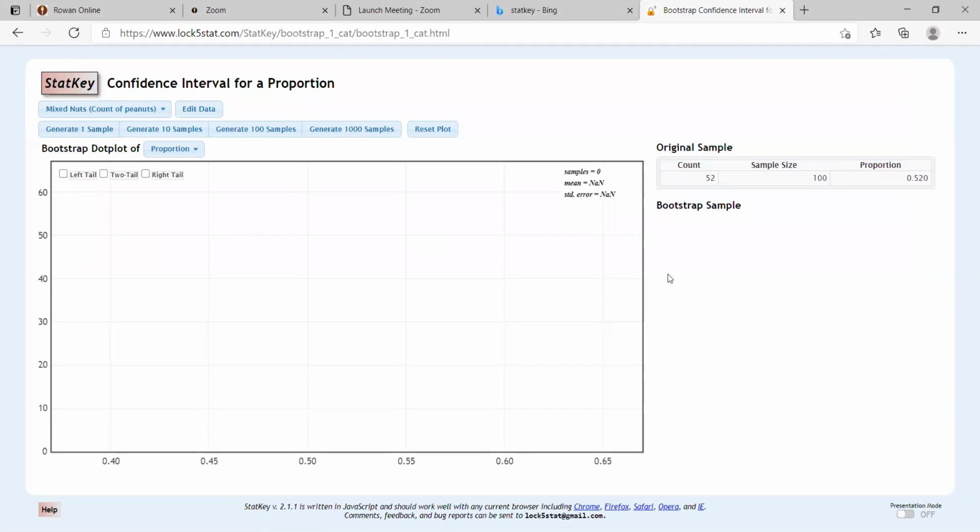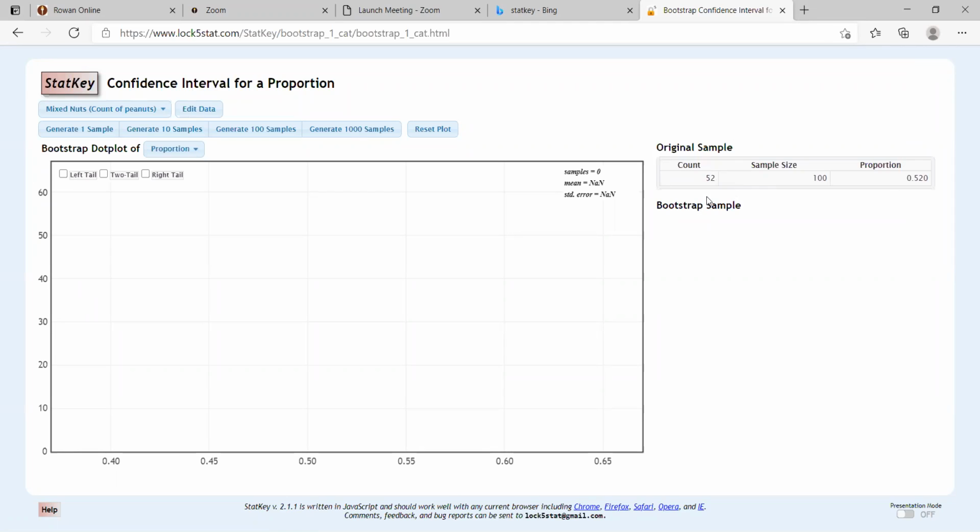So we get this particular screen here. Now, I'm going to actually create the example for you. It gives you a default example here. If you look on the right, the original sample says sample size is 100. The count is the number of people who are answering a question one way or the other. In this case, 52 out of 100. We divide those two numbers, we get a sample proportion of 0.52.